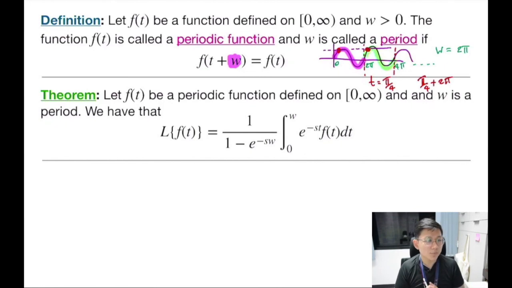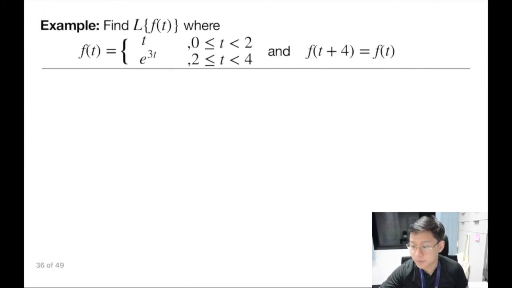Okay. So if f is a periodic function, we would have that the Laplace transform of f would be 1 over 1 minus e to the minus sw, times the integral from 0 to w of e to the minus st f(t) dt. And that is the formula to find a Laplace transform for a periodic function. So let's look at some examples.